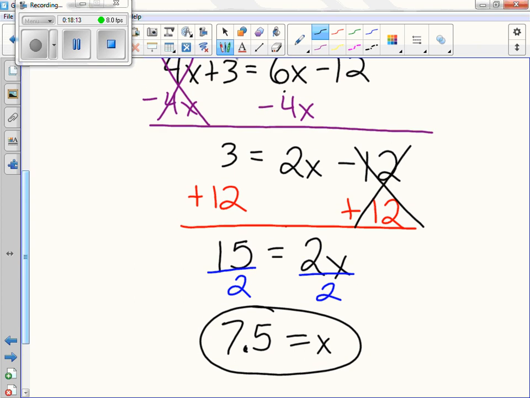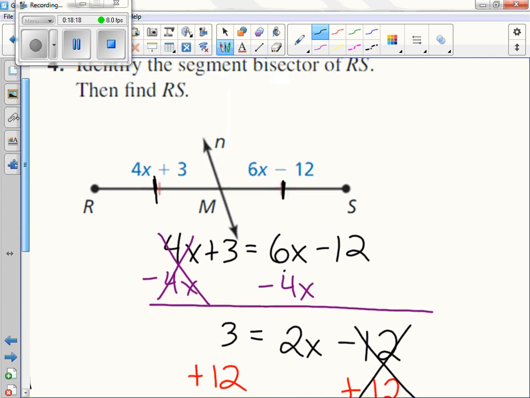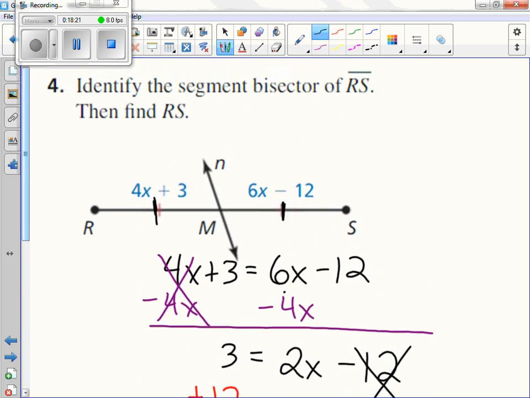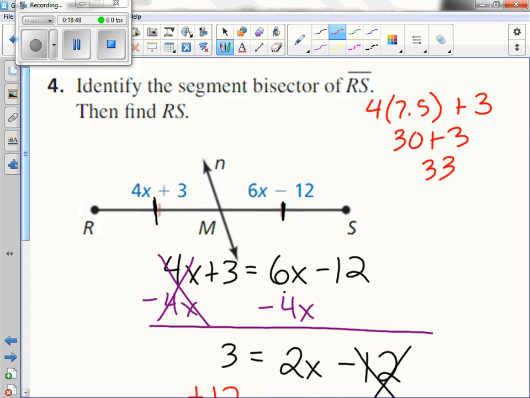So what we've done now is we've found the value of x. But that doesn't tell us what any of the lengths are. So what we have to do is go back up to our problem, this here. I have to pick one of these two. It doesn't matter which one I pick. And I've got to plug 7.5 in. So we can do 4 times 7.5 plus 3. Well, 4 times 7.5, we can do that in a calculator or you can do it by hand. I have a calculator sitting right here, so let's go on and plug it in. 4 times 7.5 is 30. Plus 3 is 33. So the length of this here is 33.